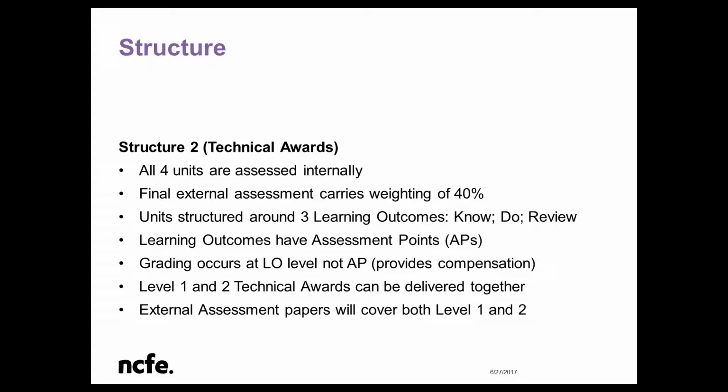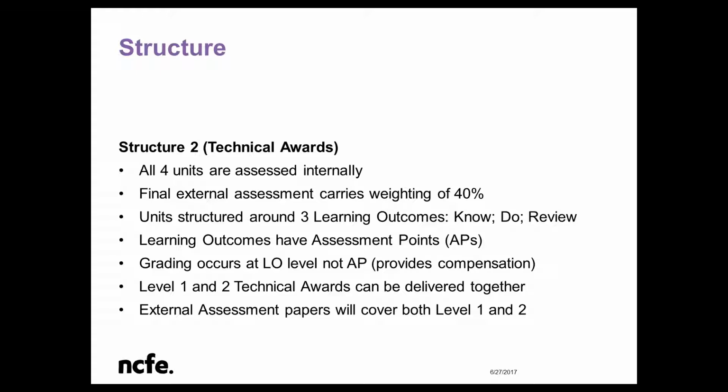So the second structure of vCerts are the technical awards, and these are the vCerts which are going live in September. So these are our new vCerts, the new technical awards, and these require a minimum of 40% of the content to be assessed externally. And as a result of this, they have a different delivery model to the previous suite of vCerts.